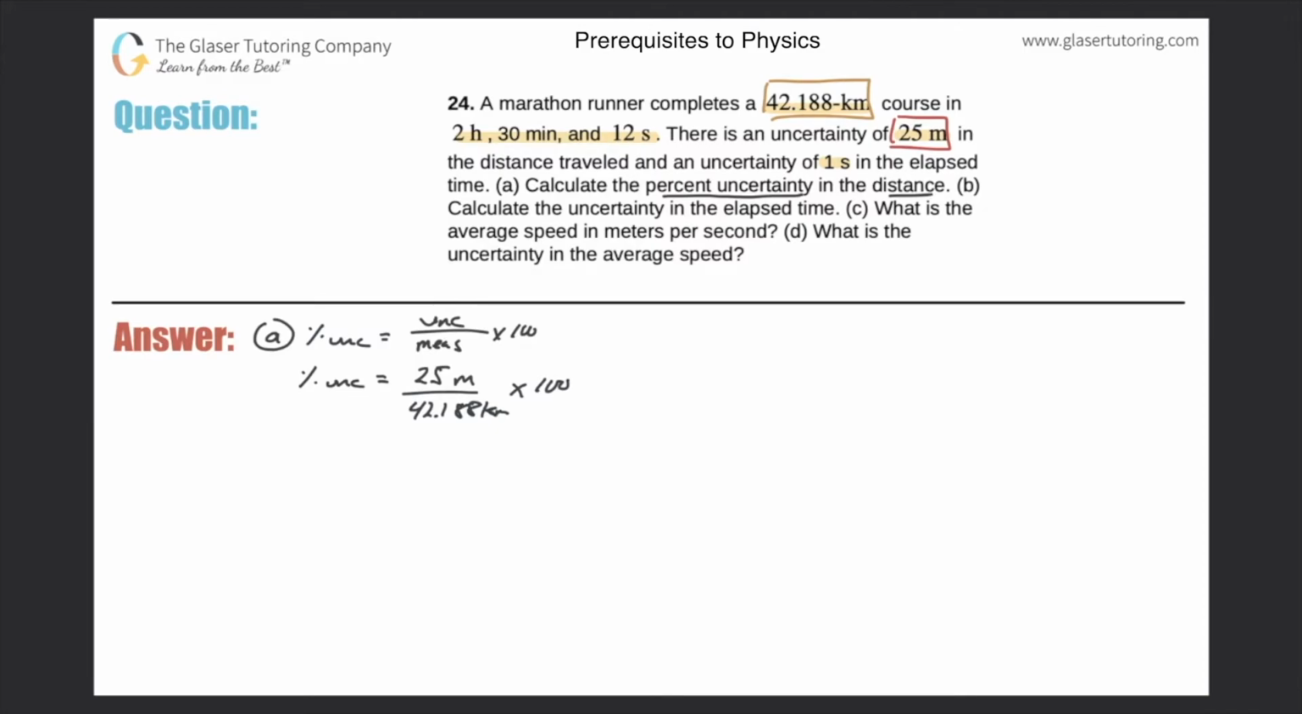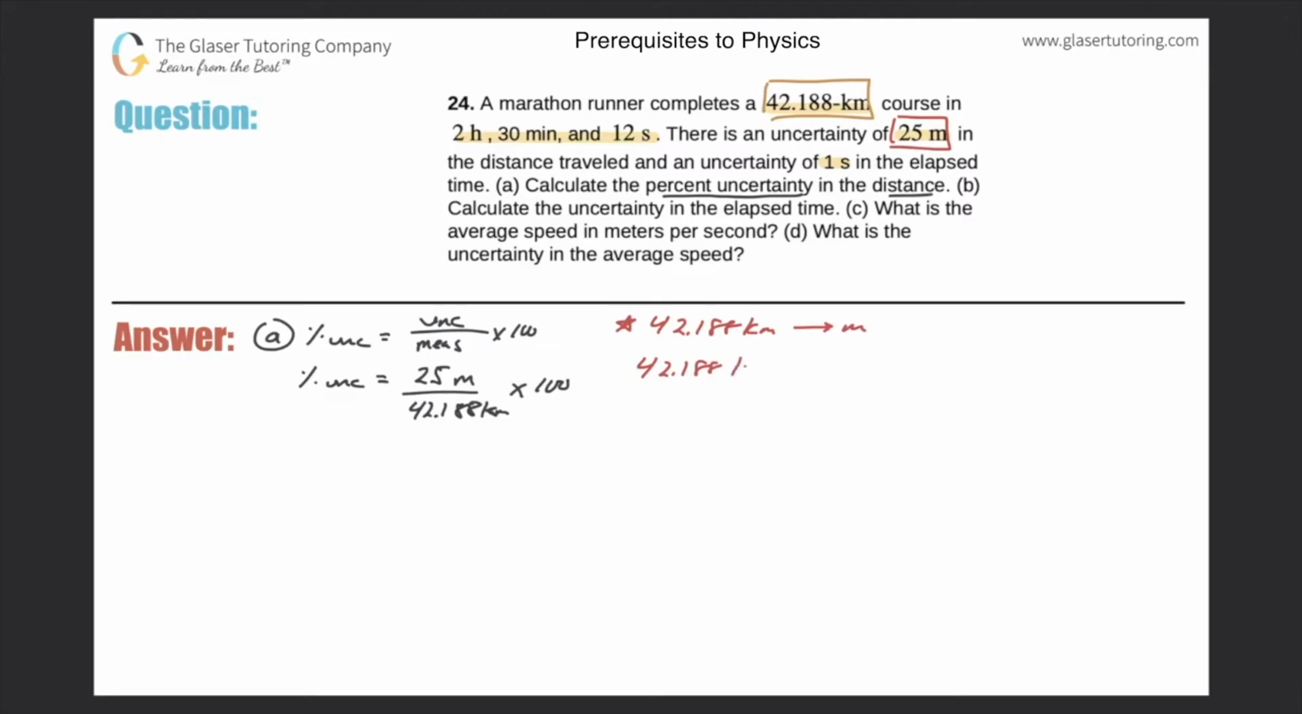Well, remember, in order to do this percent calculation, the units of the numerator must be consistent with the units of the denominator. It doesn't matter whether they're both kilometers or both meters, but they both have to be the same. So I'm going to convert the kilometer value into meters. I'm going to do that here on the side, with a little star. So I'm going to convert 42.188 kilometers into meters.